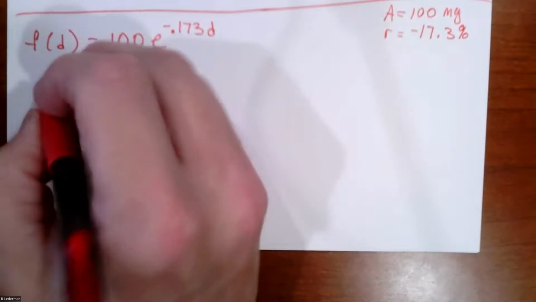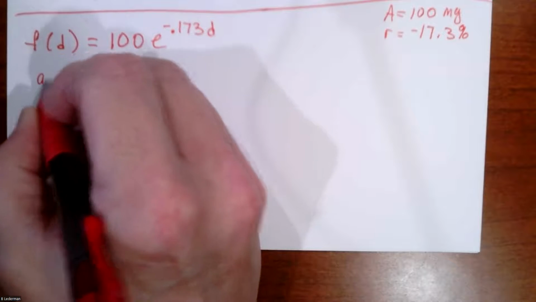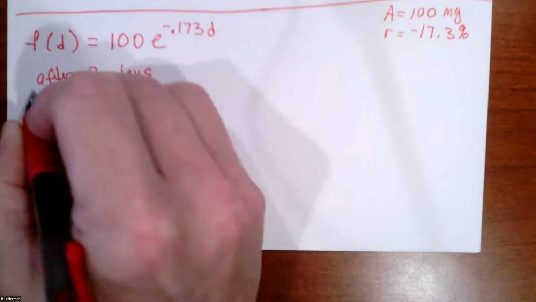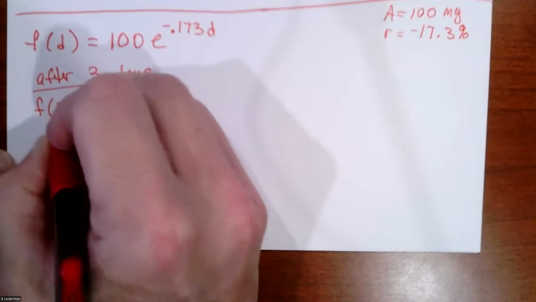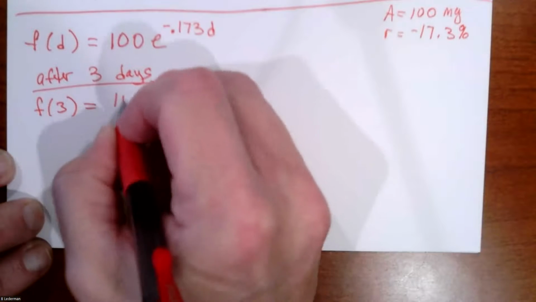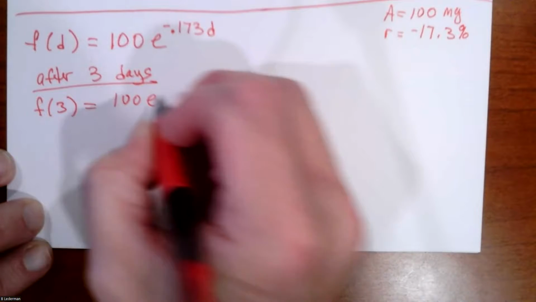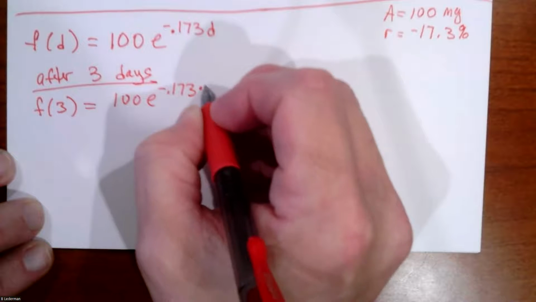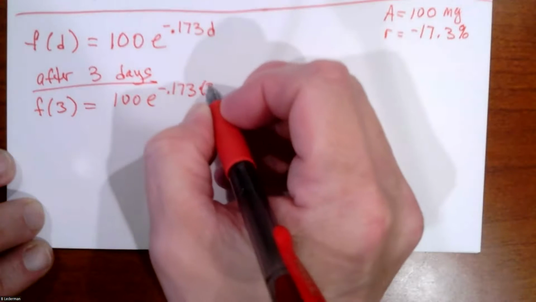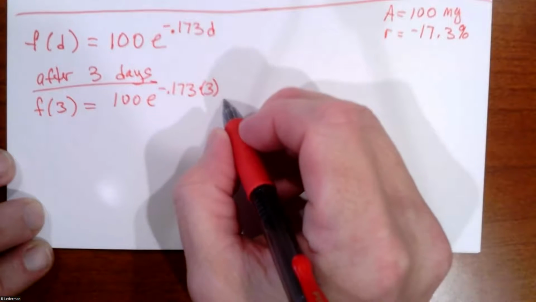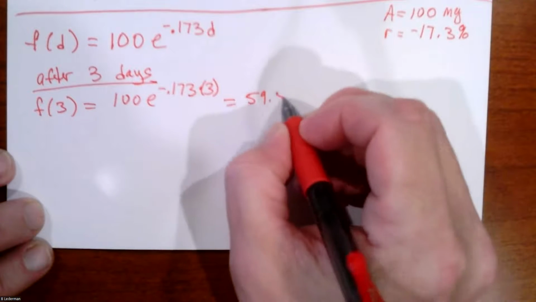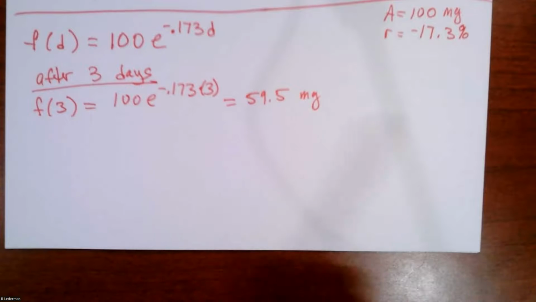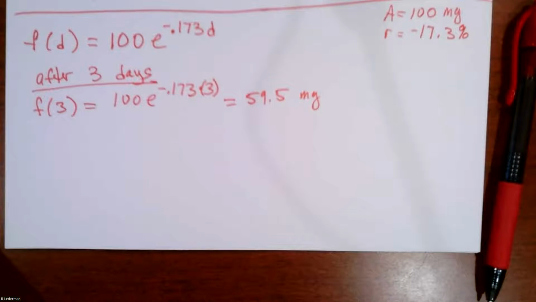That was the question. So after 3 days, f of 3 is equal to 100 times e to the negative 0.173 times 3. And that's going to be approximately 59.5 milligrams. Again, it's less than what we started with, but that makes sense because it's decay.